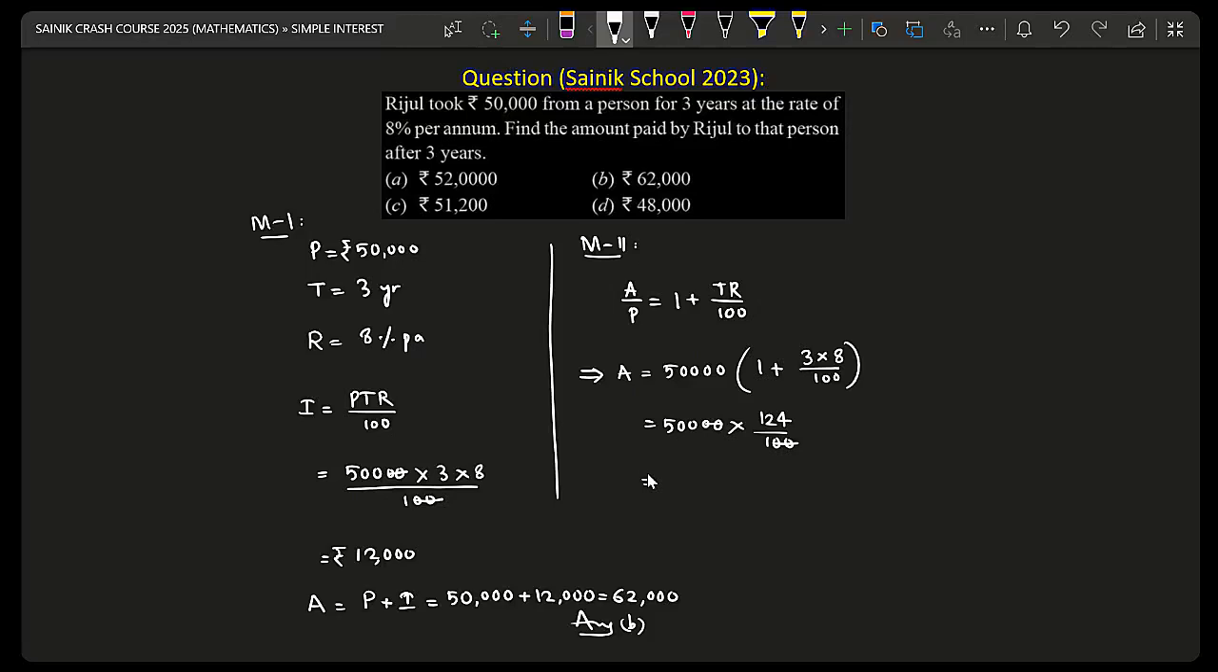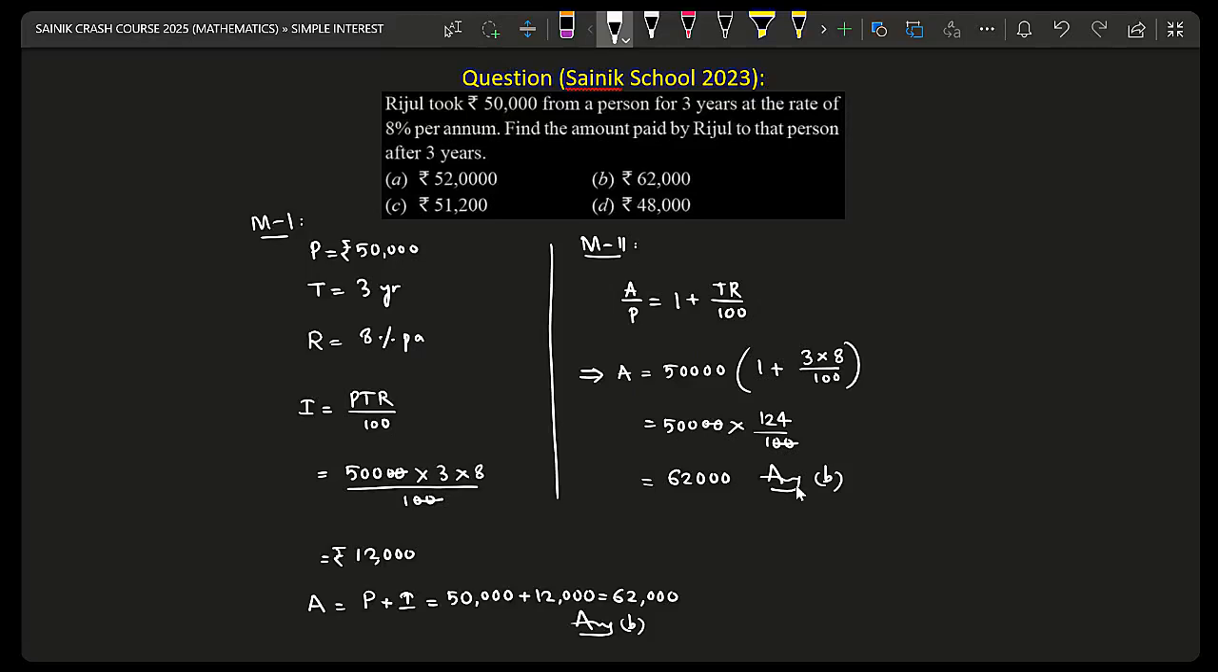Split 124 into 2 parts. 100 into 5, sir, 620. Yes, 620 and add 2 zeros at the end. That is the amount. Same answer we got. Yes, sir. The answer is B. So either way you can do. It's your wish. But if you use this formula, it is shorter.